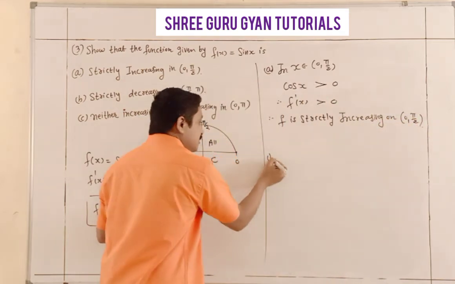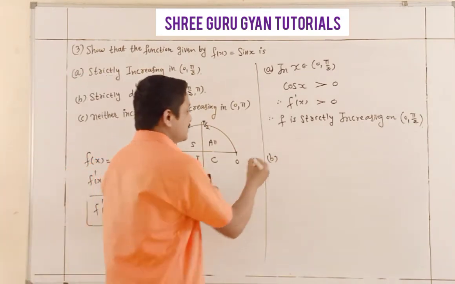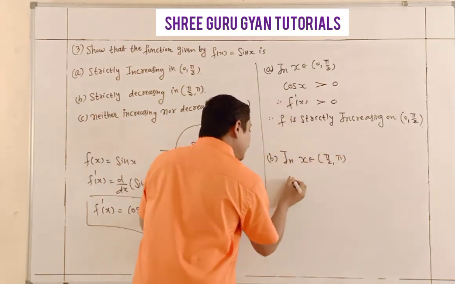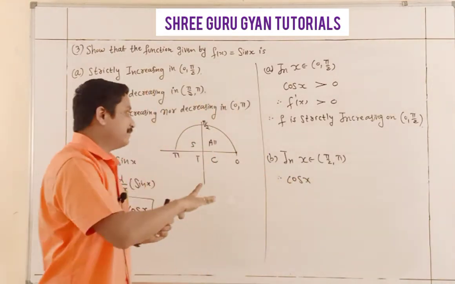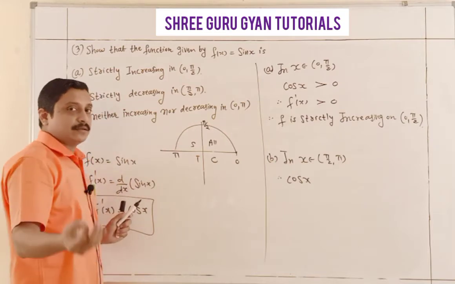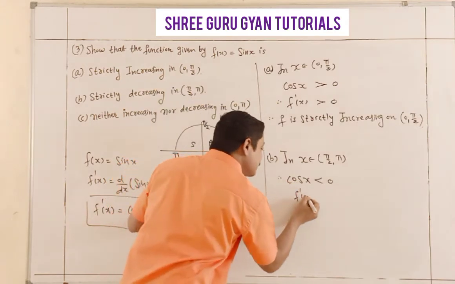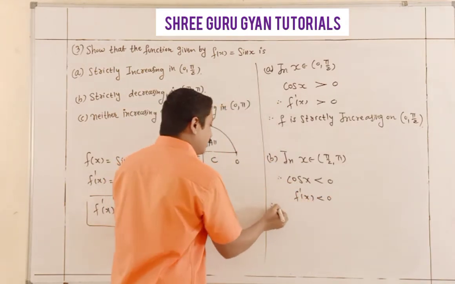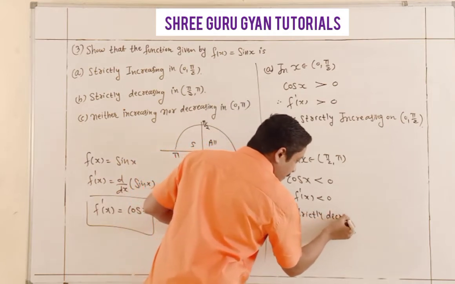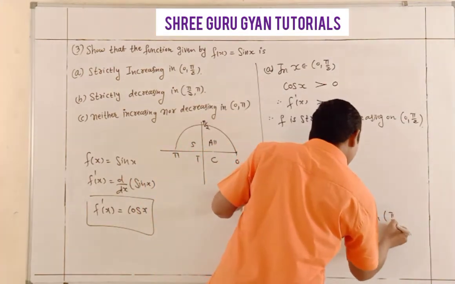Now the second, pi by 2 to pi. The same way, here x belongs to pi by 2 to pi. Which quadrant? Yes, pi by 2 to pi is the second quadrant. In the second quadrant the cos function is negative, so less than 0. It means here f dash x is less than 0. Therefore, f is strictly decreasing on which interval? Pi by 2 to pi.